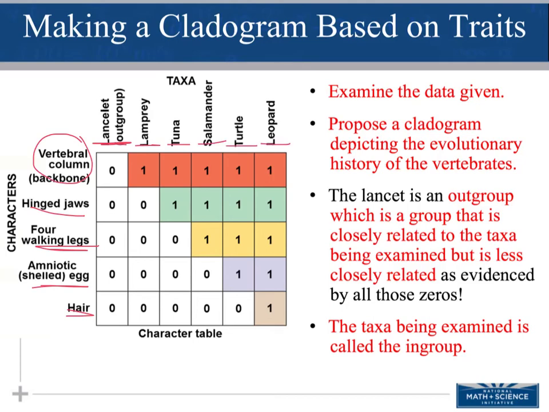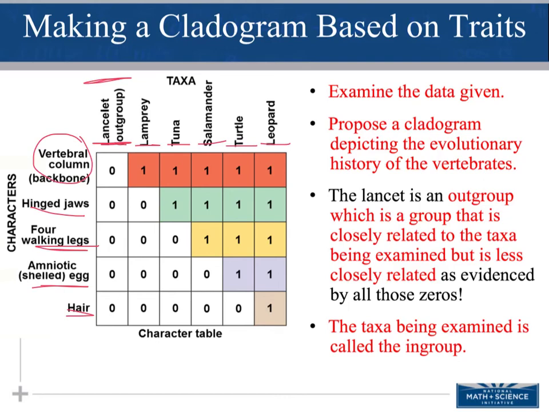So first you want to figure out which is your outgroup, which is the one that is not as closely related to everyone else. This is going to be the lancelet. Look at that. Not a whole lot of similarity here. Zeros in every column. Okay, so this is what we call our outgroup. And from there, it's kind of just a matter of common sense.